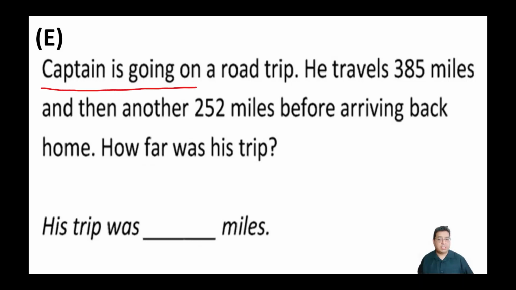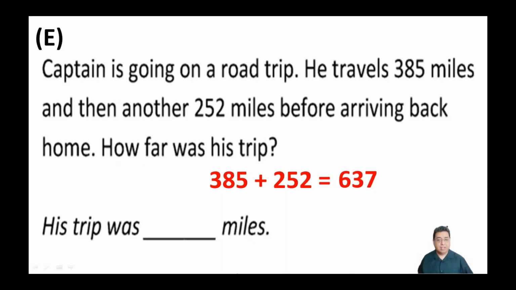Letter E says, Captain is going on a road trip. He travels 385 miles and then another 252 miles before arriving back home. How far was his trip? And we're not going to do round trip. We're just going to do it from where he started to when he got there. So we call that a one-way trip here. So how far was that? So what are we going to do? That's right, we're going to add, and we're going to add 385 plus 252, which equals 637. So his trip, just one direction, was 637 miles.